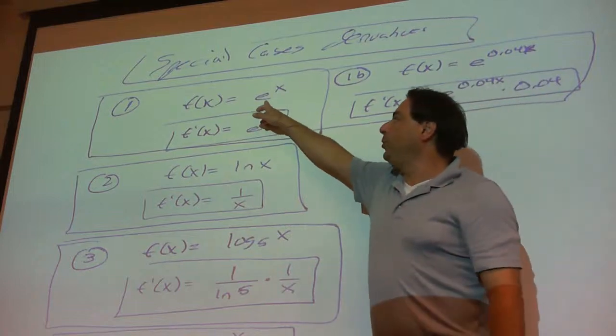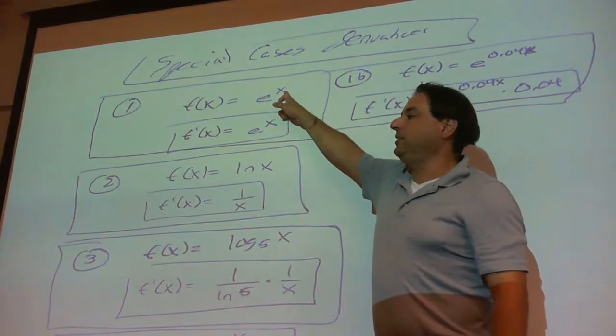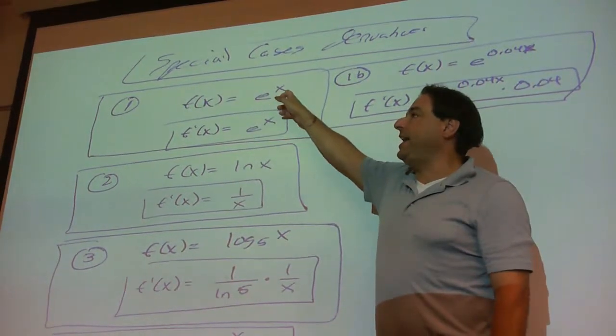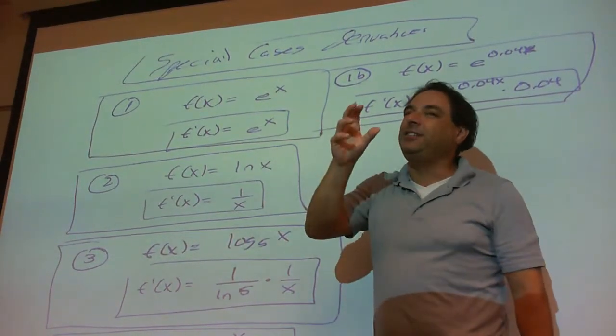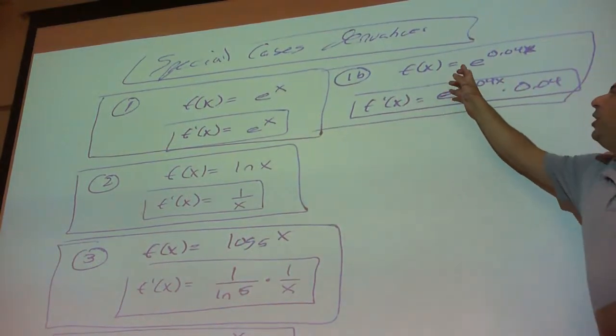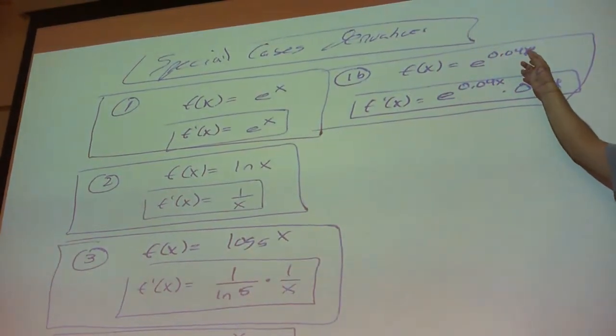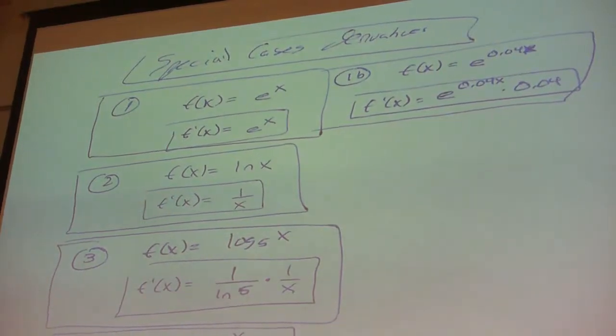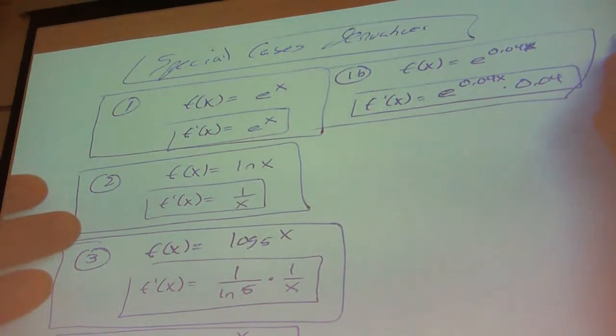So the first one is, what's the derivative of e to the x? E to the x. Anytime you see e to the x, you get e to the x. But it's a little deeper than that, and they don't really get into it. What we talked about at the end of the class is, what if it's e to the something x? If I had, let's say, e to the 3x, what would the derivative be?